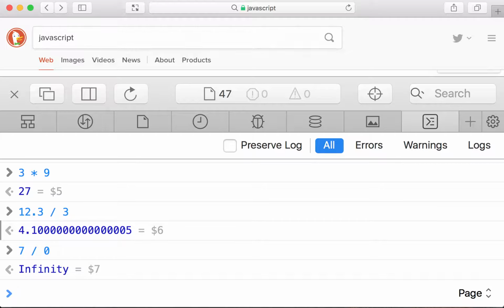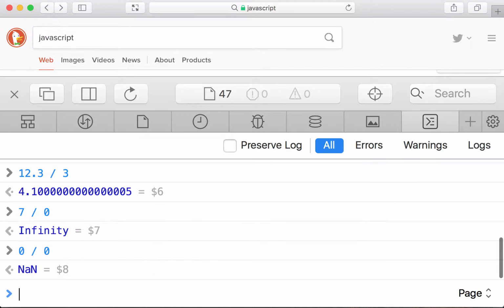Oh my gosh, what just happened? 7 divided by 0 gave us an infinity. All right, so that's apparently some value in JavaScript. So watch out for division by 0. You might get infinity. Now what happens if I divide 0 by 0?